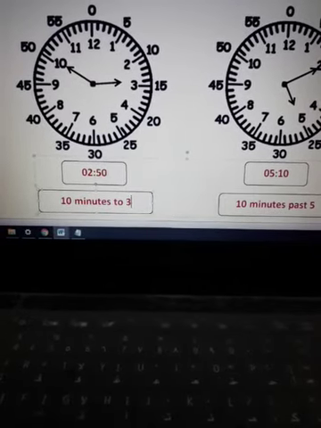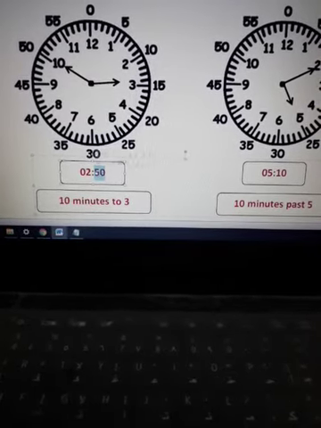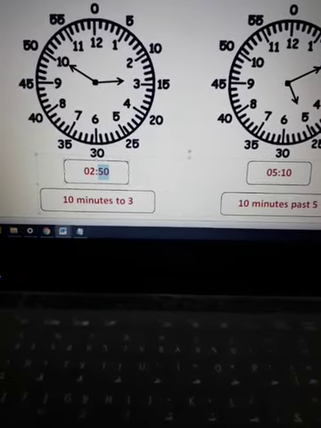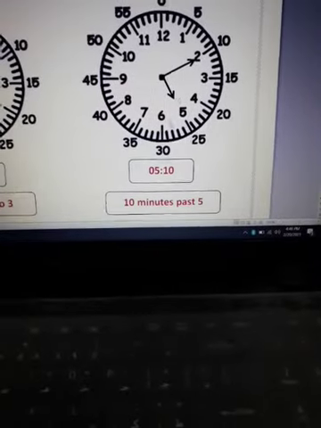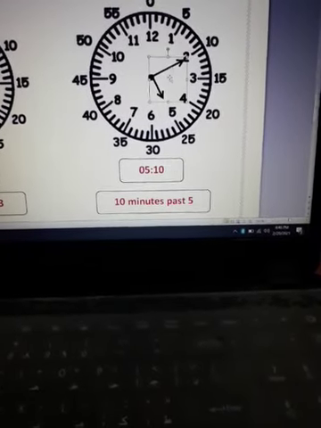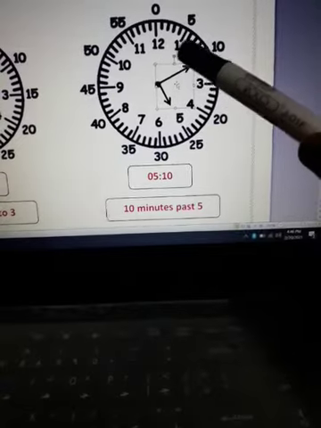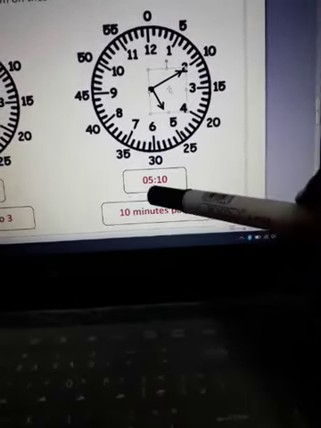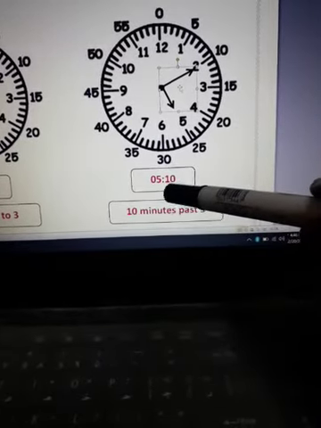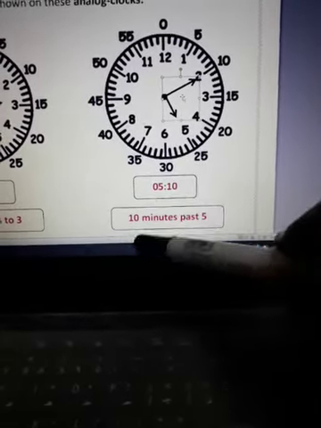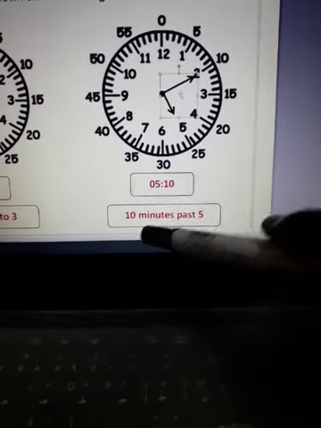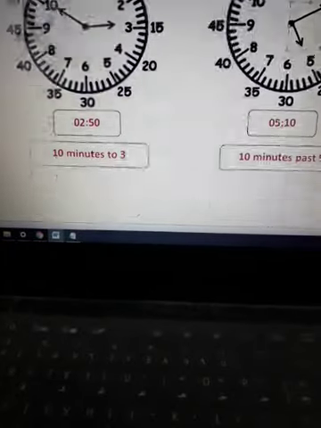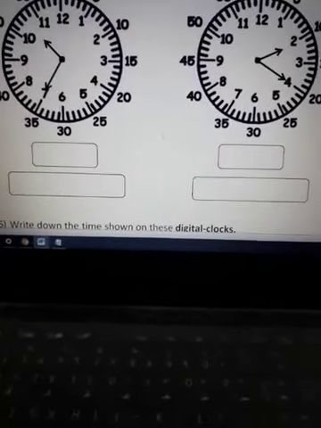Whenever the minute is more than 30, you subtract from 60. So 60 minus 50 is 10. So 10 minutes to 3. Similarly here, where is the minute hand? The minute hand is at 2, which means 10 minutes. The hour hand has just crossed 5, so it is 5:10. Here the minute is less than 30, so you don't need to subtract from 60. So 5:10 means 10 minutes past 5. Now the next two questions you can do by yourself.